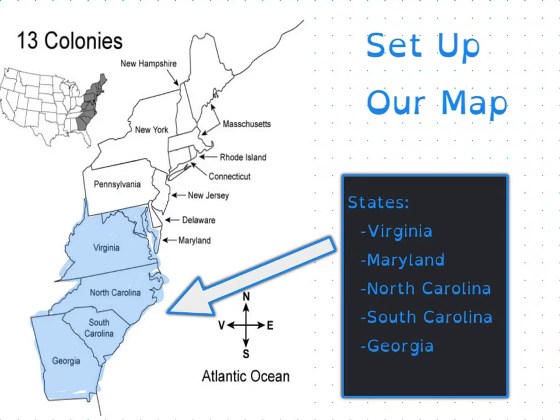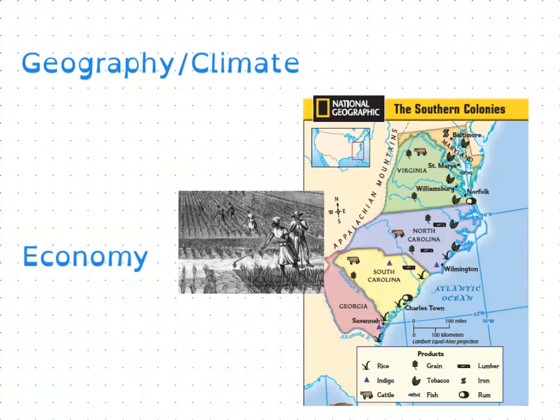All right, so there we go. Those are our southern colonies, the ones we will be talking about today. As you can see, just in terms of size, these have the most land. It almost looks like it's like half of what we see in the rest of the colonies. So let's go ahead and start taking notes.